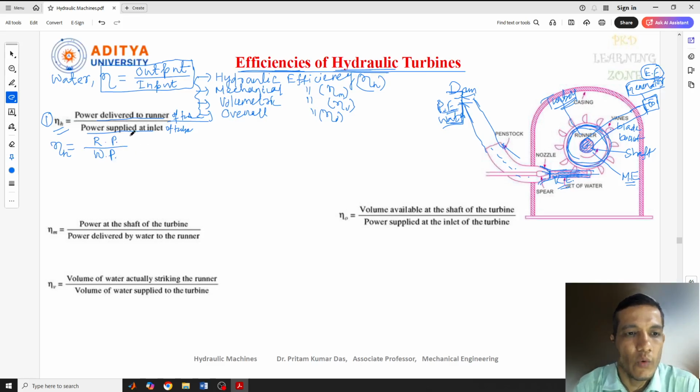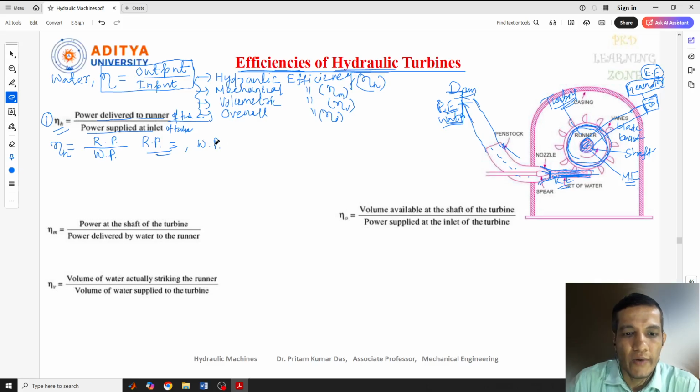Now again, if you want to write about the runner power and the water power, that also can be written. Runner power means power delivered to the runner. It can be written for different cases, because turbines are categorized into many types, like impulse turbine and reaction turbine. We get different values for different turbines. For Pelton turbine it will be different, and for reaction turbine it will be different. So runner power will have different values for different turbines. Finally, water power I'll tell you.